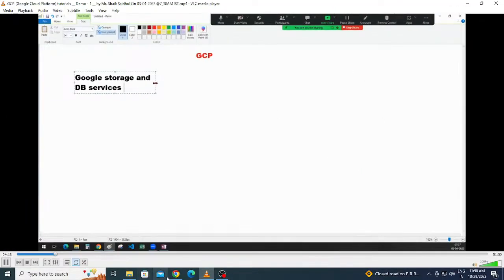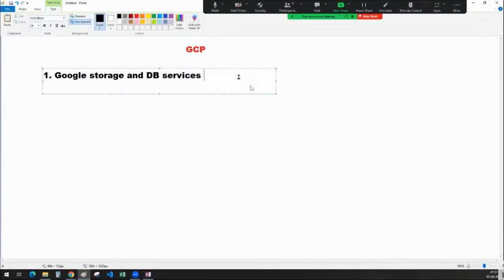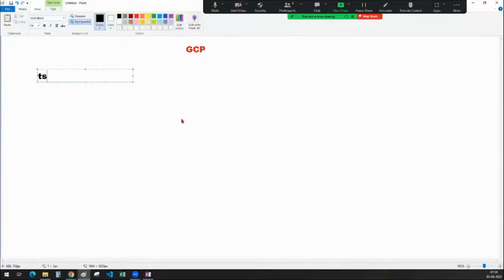Database services. This is one point where we will be able to learn storage and database services.